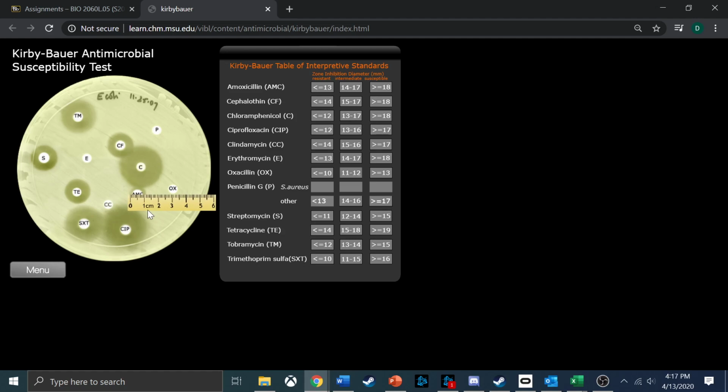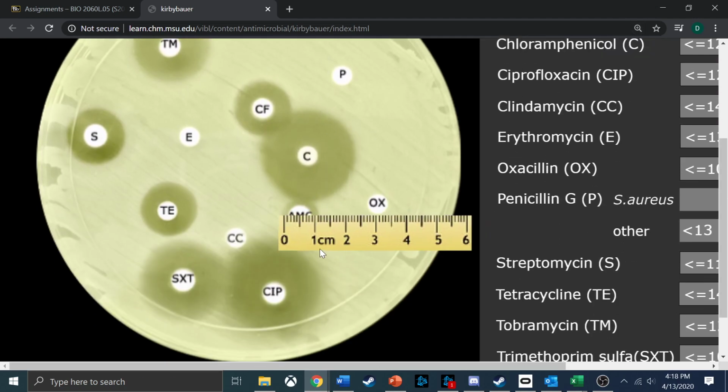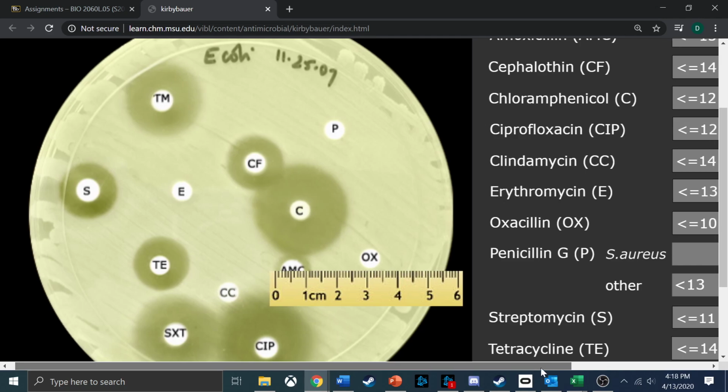When we are measuring this, we can even zoom in. When we measure this amoxicillin, it gives us about 12 millimeters, right? So it's a little bit more than 1 centimeter. You do the diameter, so from one side of the circle of inhibition to the other. We go from here all the way to here, and we get 12 millimeters or 1.2 centimeters.